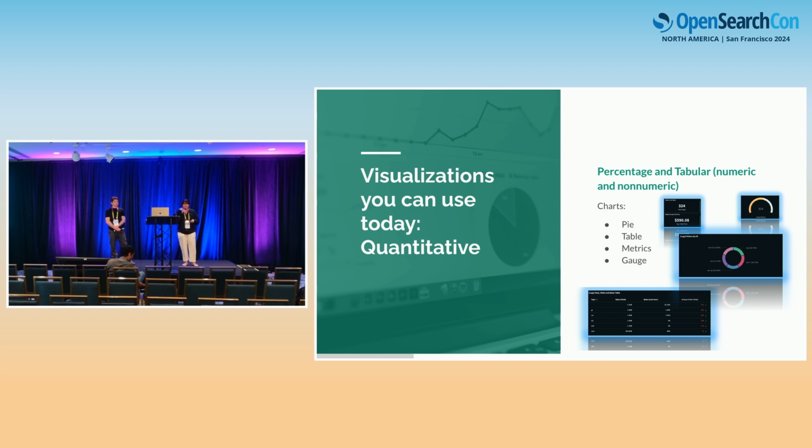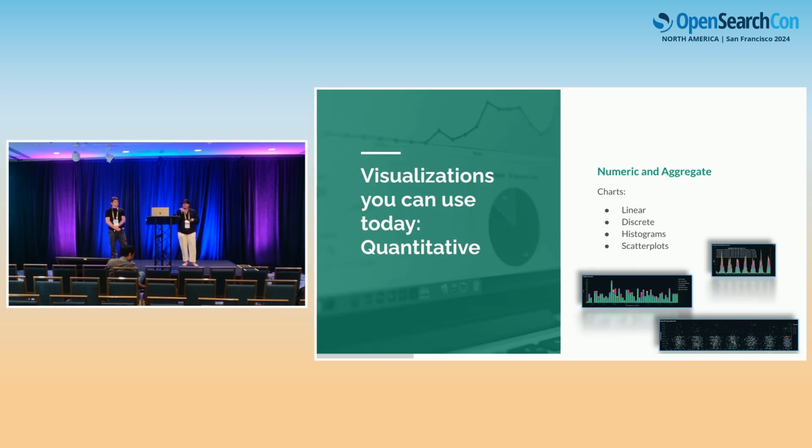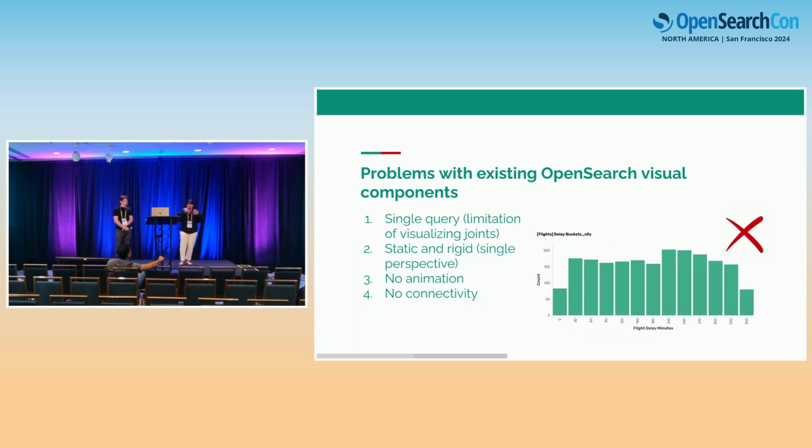So all these are visuals that users use. And finally, when you're looking at time series data or any data that can be looked at in aggregate and statistically made sense of, we have discrete charts, histograms, scatter plots, linear information that's plotted out based on correlations, things like that.